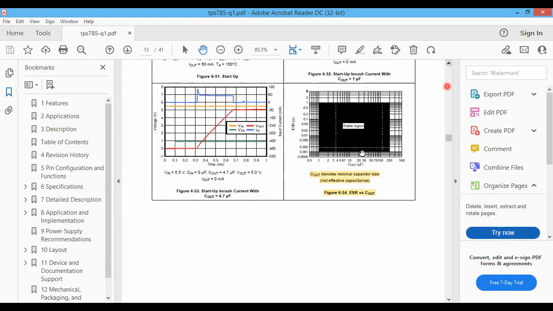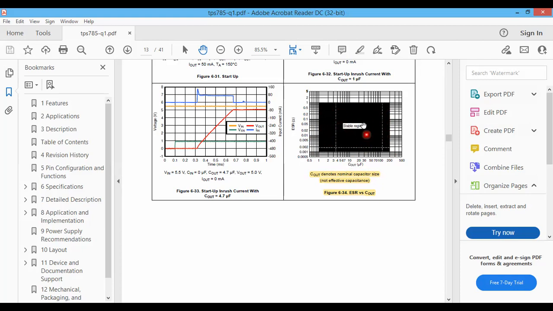And this is the tunnel of death characteristic, that is the ESR range. Here they have plotted the output capacitance against the ESR. So if you pick 10 microfarad capacitance, this should be your ESR range, right? If you select 200 microfarad capacitance, this should be your ESR for stability, right?